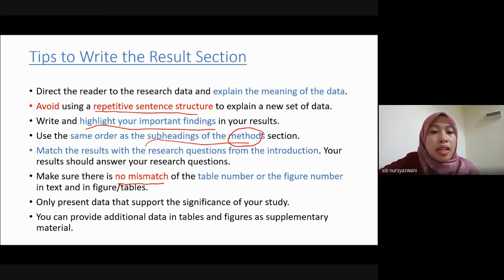Only present data that supports the significance of your study. You can provide additional data in tables or figures as supplementary materials. This is for additional data that you want to include. But what is important is to highlight your important findings first.